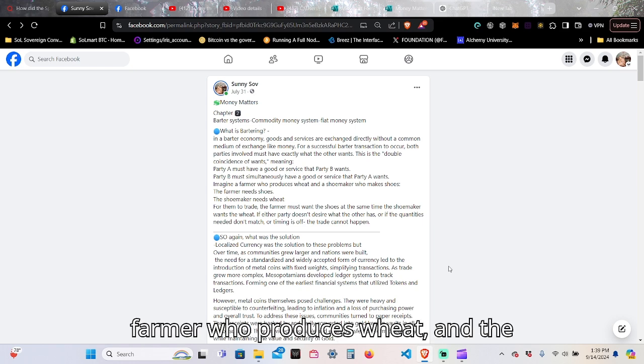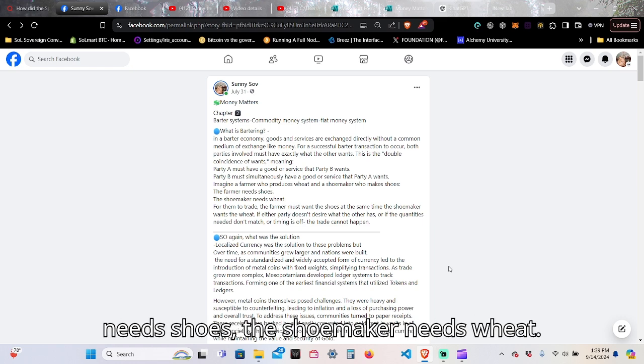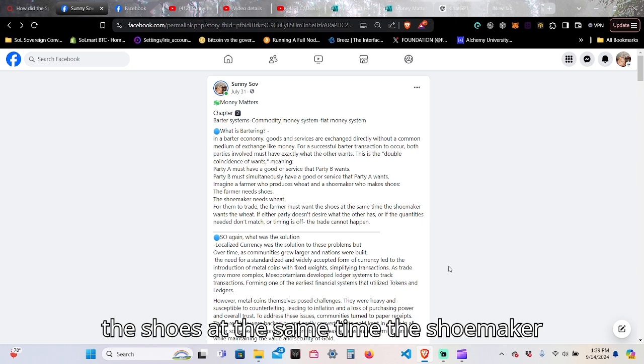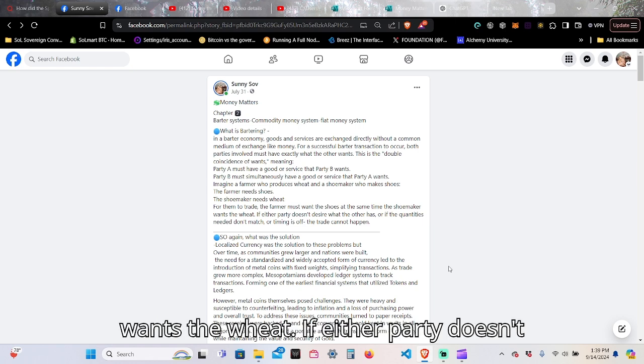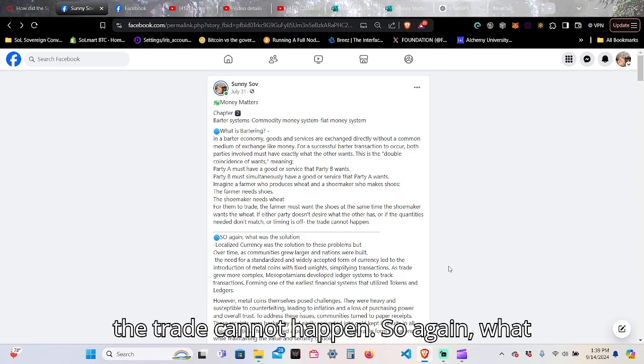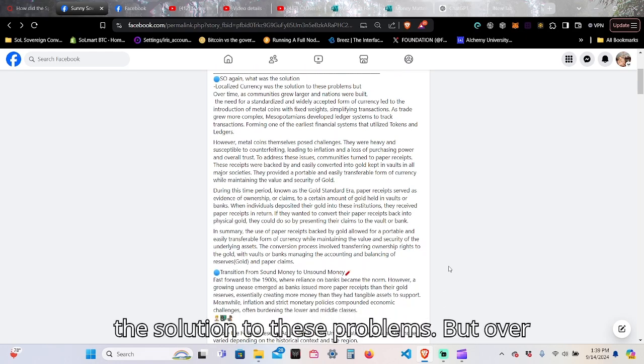Imagine a farmer who produces wheat and a shoemaker who makes shoes. The farmer needs shoes, the shoemaker needs wheat. For them to trade, the farmer must want the shoes at the same time the shoemaker wants the wheat. If either party doesn't desire what the other has, or if the quantity does not match or the timing is off, the trade cannot happen. So again, what was the solution? Localized currency was the solution to these problems.